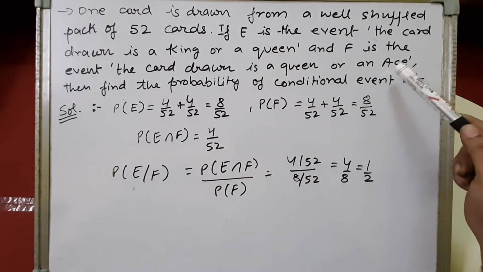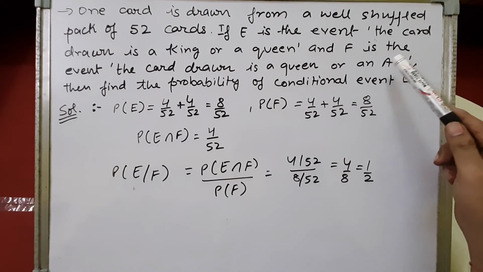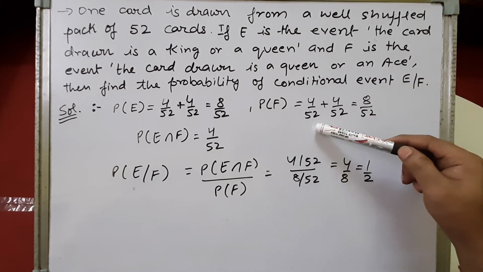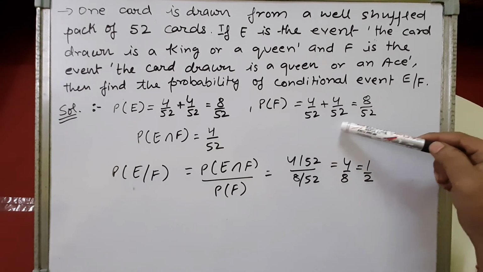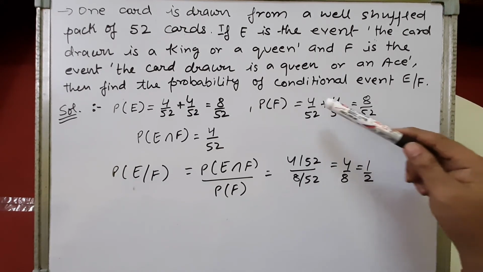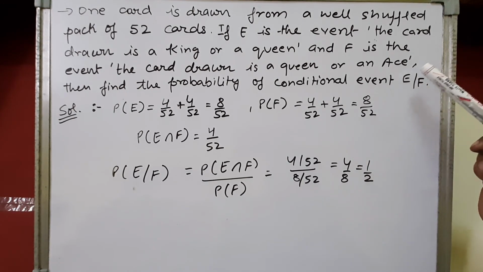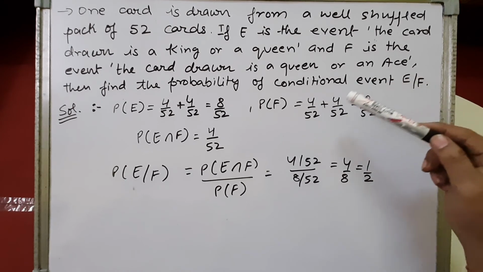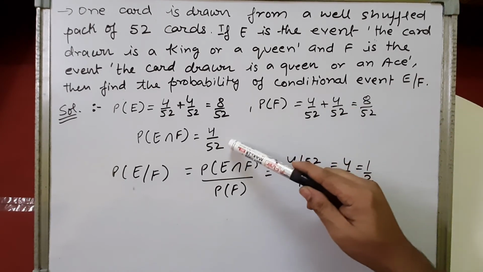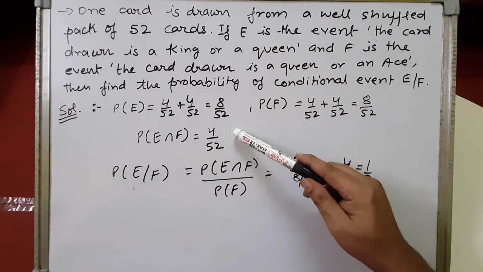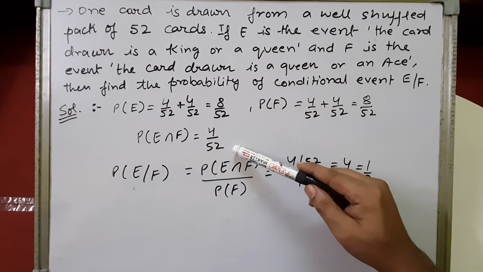Next, if we say F is an event in which the card drawn is a queen or an ace. So how many queens we have? 4. How many aces we have? 4. So probability of getting a queen or an ace will be 4 upon 52 plus 4 upon 52. It will be 8 upon 52. And what is common between E and F? In both the cases we can see queen, we are drawing a queen. So the probability of E intersection F will be 4 upon 52, because 4 queens we have in a pack.